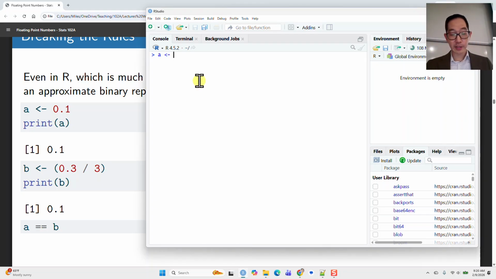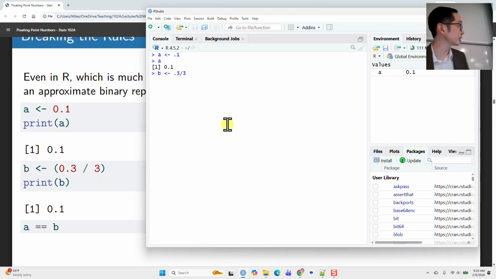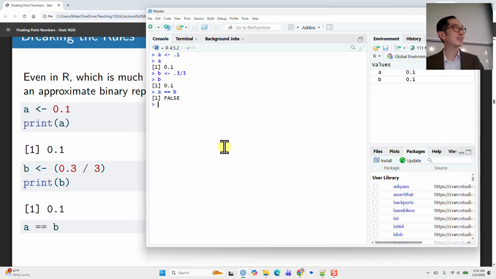I can take the number 0.1 and store it as A. What is A? A is 0.1. Let's take the number B, and B is going to be 0.3 divided by 3. And what is B? It says it's also 0.1. But then if I ask, is A equal to B? That comes back as false.